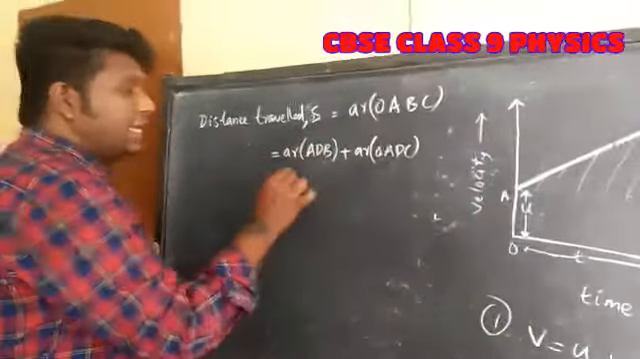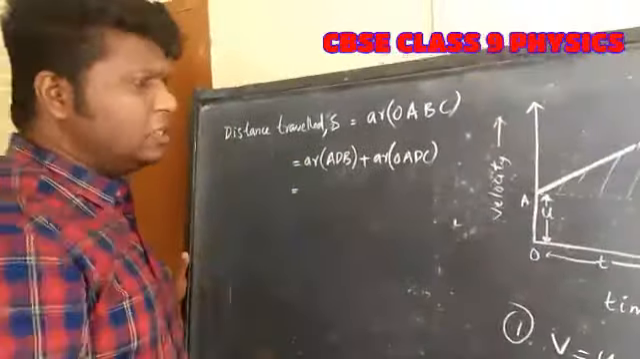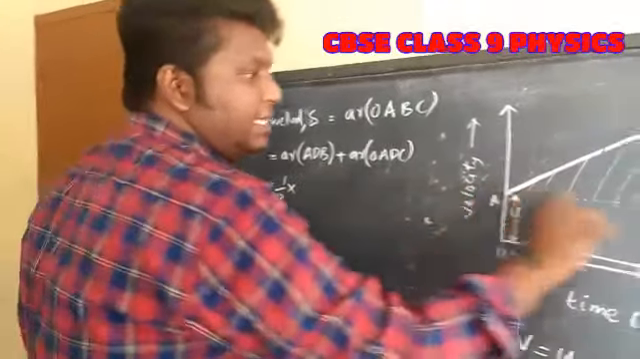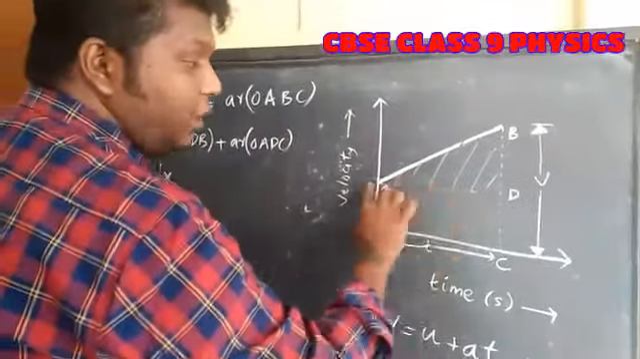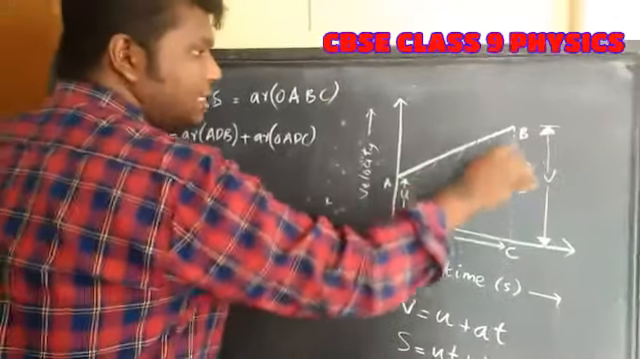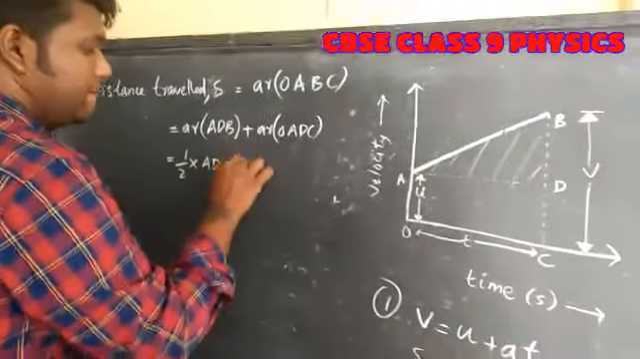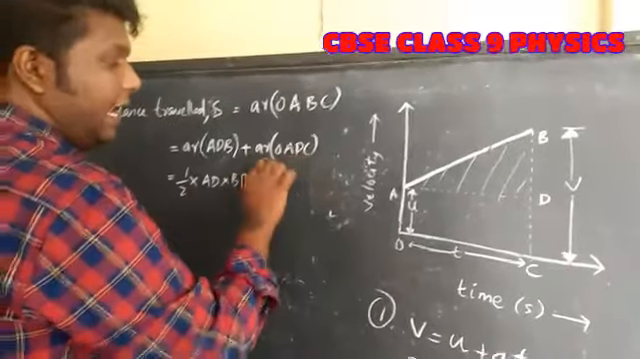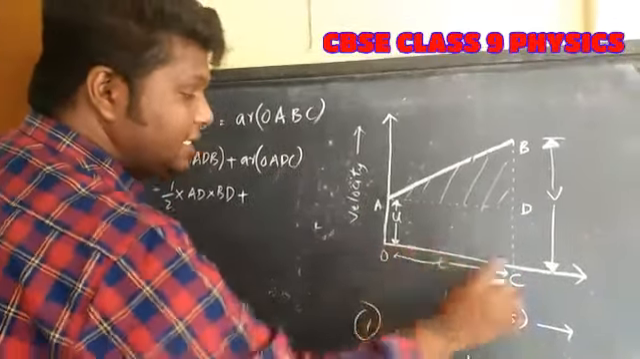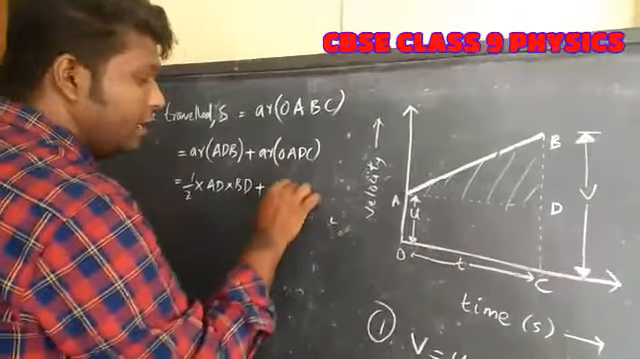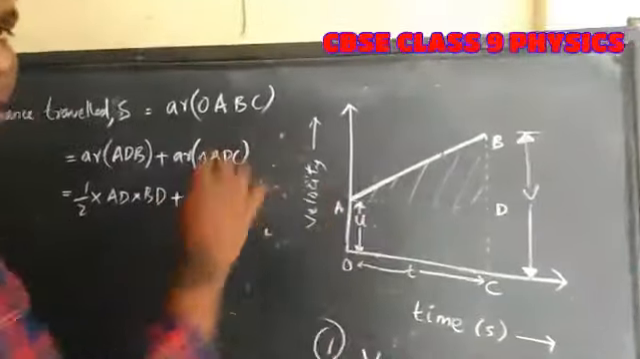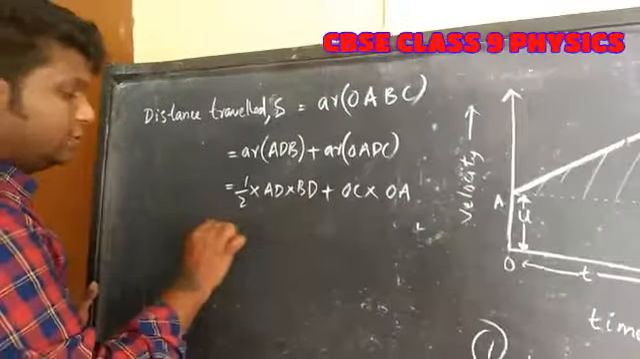Now, what is the area of a triangle? It is half into base into height. So here this is the triangle, half into base into height. This is the base, that is AD, into what is the height? It is BD. Plus here area of a rectangle. Area of rectangle is length into breadth. Here the length is OC, and the breadth is OA. So OC into OA.